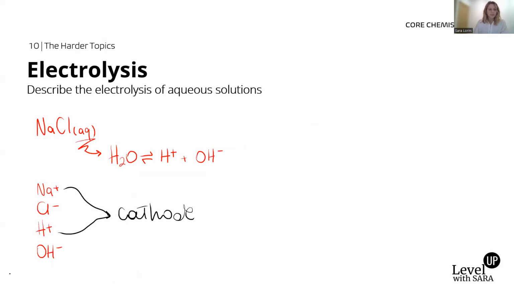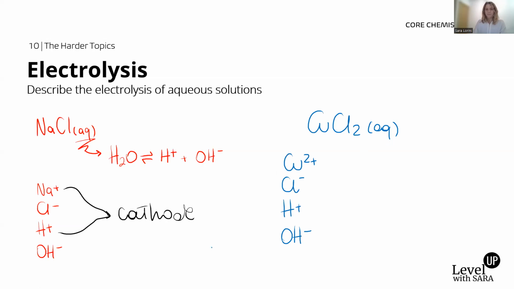Let's look at another example. Let's say that we have copper chloride in aqueous solution. First of all, I would suggest you identify the ions that are present. We have copper 2+ ion. We have chloride 1- ion. And then we have hydrogen and hydroxide ion because it's an aqueous solution. Think for a moment, which of these ions are attracted to the cathode? Cations, so the positive ones.